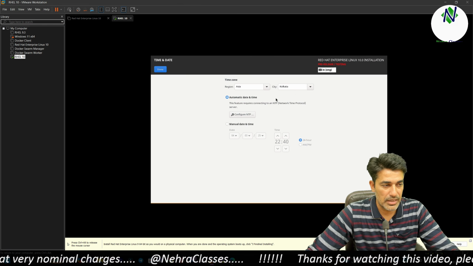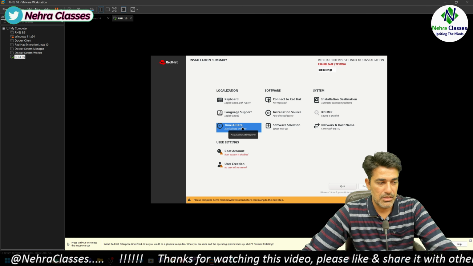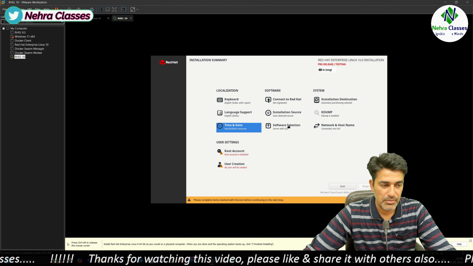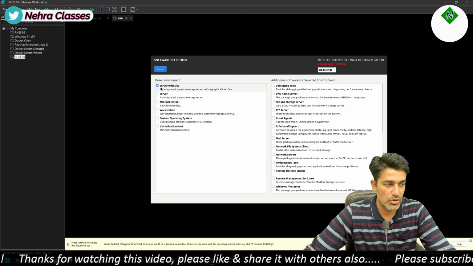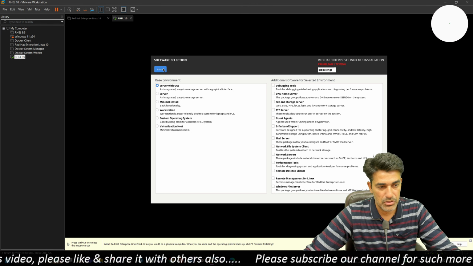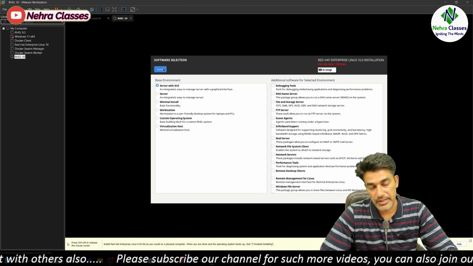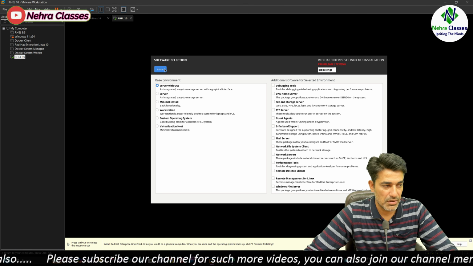Time zone, you can select your respective time zone here. In our case, Asia, Kolkata is already selected. In the software selection, you can go with the server with GUI, because in the beginning, we need the GUI as well, so that I can show you the comparison between the GUI and CLI after running the commands there. So we are going with server with GUI.